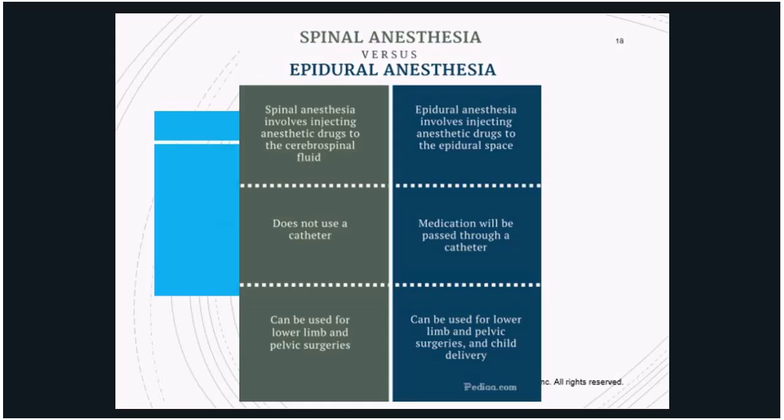Here's spinal versus epidural. So spinal involves injecting the anesthetic drug into the cerebral spinal fluid, and the epidural involves injecting the anesthetic drug into the epidural space. The spinal anesthesia doesn't use a catheter, and the epidural does use a catheter, and the catheter stays in place until after birth. The spinal can be used for lower limb and pelvic surgeries, and the epidural can be used for lower limb, pelvic surgeries, and childbirth.